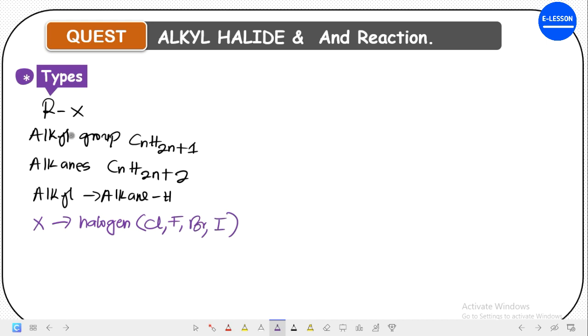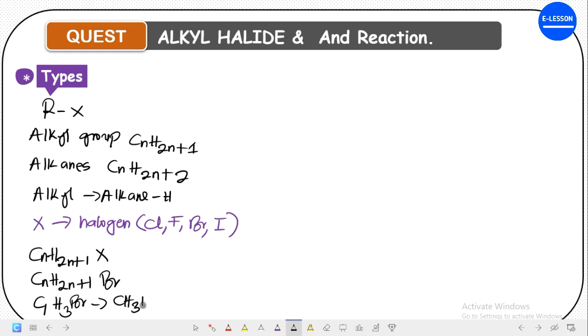So if you are going to write the general formula of the alkyl group and the halogen, we now say that the general formula of all alkyl halides is CnH2n+1X. Now, if it is a bromine, you now have it as CnH2n+1Br. Now, in a case where n is equal to 1, this will be C1, H2 times 1 is 2, plus 1 is 3, C1H3Br, which can be written as CH3Br. And then we call this methyl bromide.